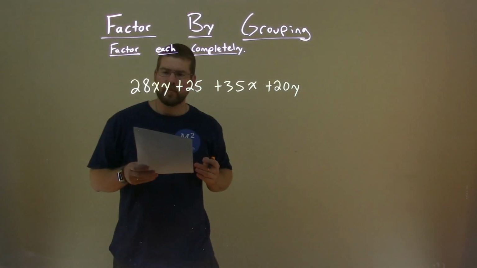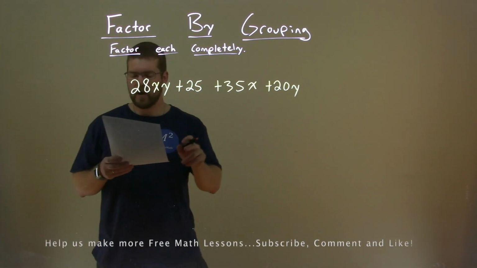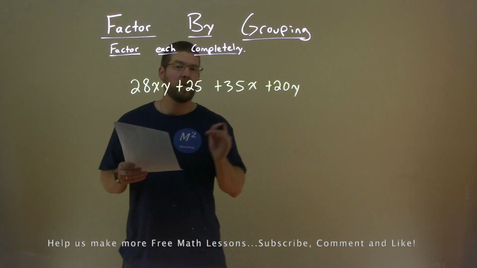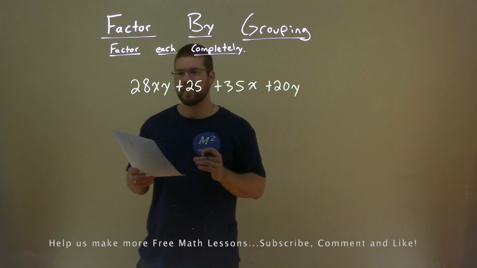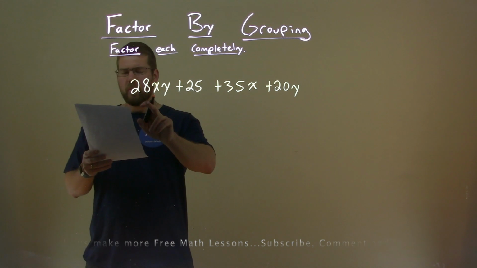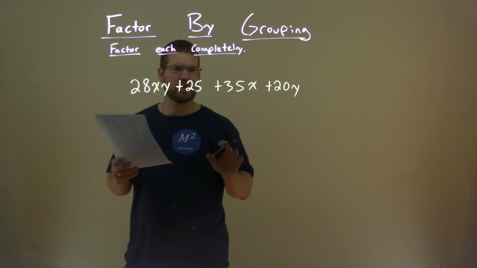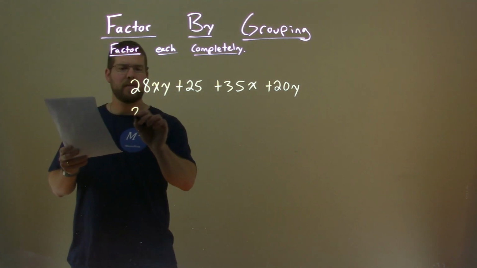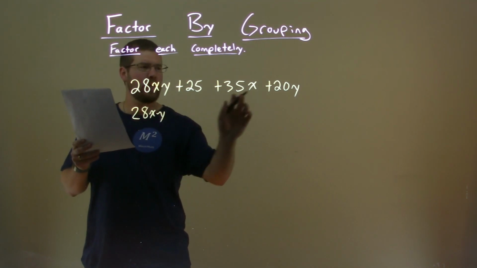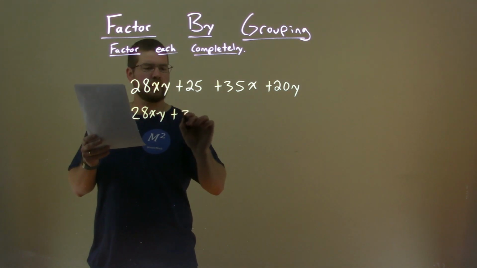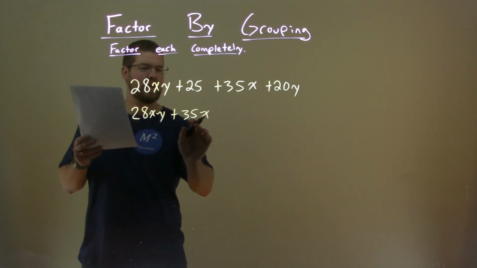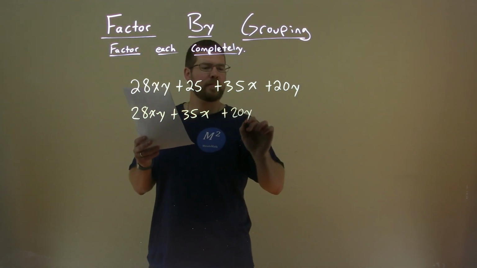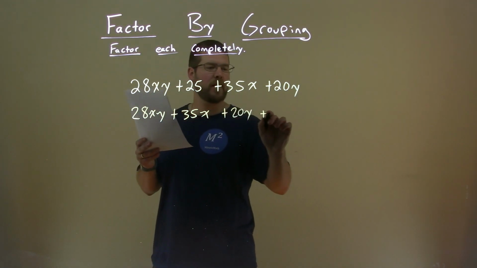We're given this problem right here, 28xy plus 25 plus 35x plus 20y, and we want to factor this completely. Well, I want to rearrange my expression here to have my similar terms next to each other. So I'm going to write down this 28xy, but I'm going to bring the 35x over because they both have an x in them. Bring down now the 20y, and then I'm going to bring over the 25.